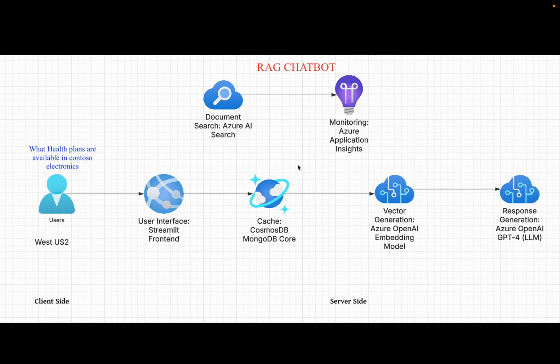That wraps up our backend walkthrough of our RAG chatbot. We explored the key components, their importance, and how a user query flows from the user interface to the cache, and from the cache to the OpenAI embedding model and then to the LLM, which gives the output. We also reviewed an example to demonstrate how the system responds in real world scenarios, like what health plans are available in Contoso Electronics. That's it.